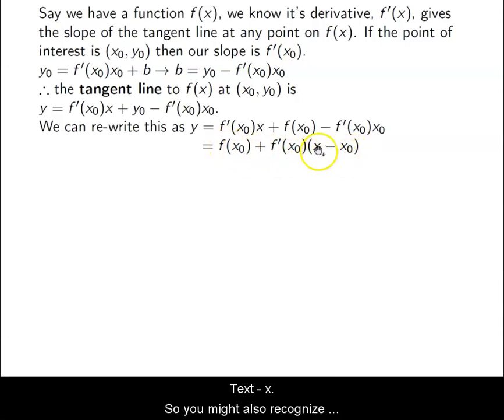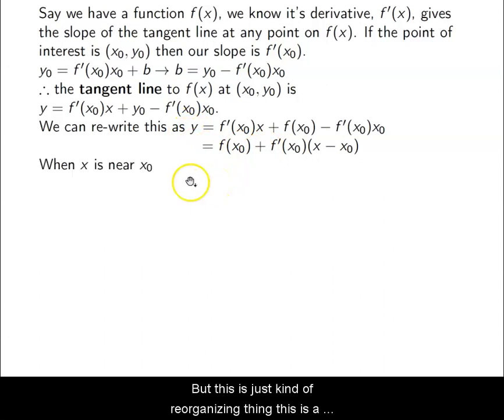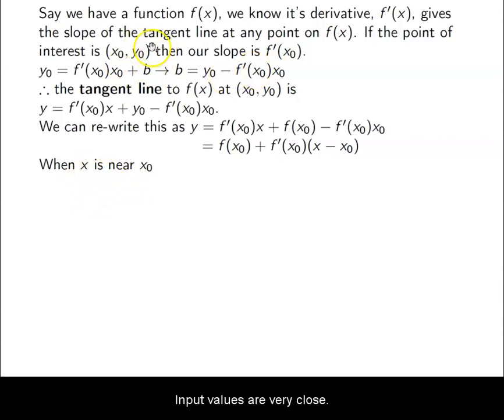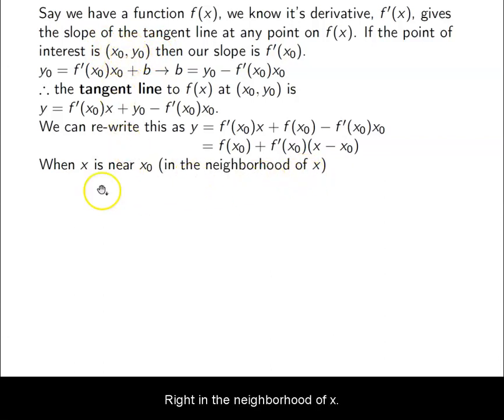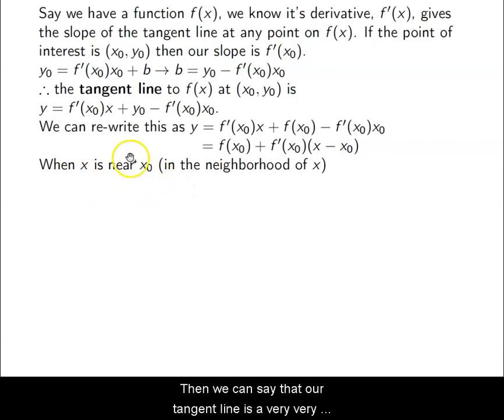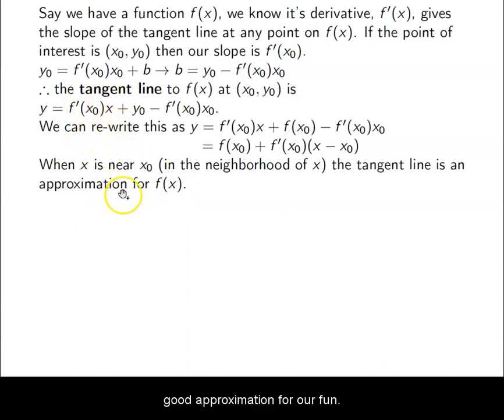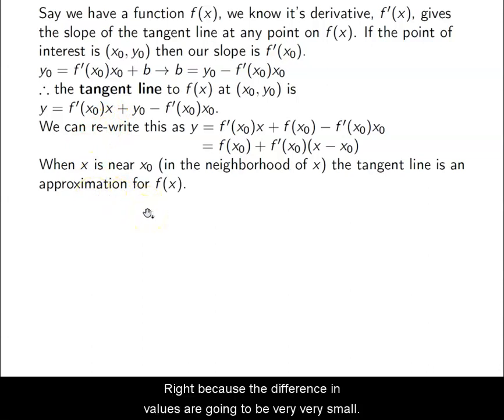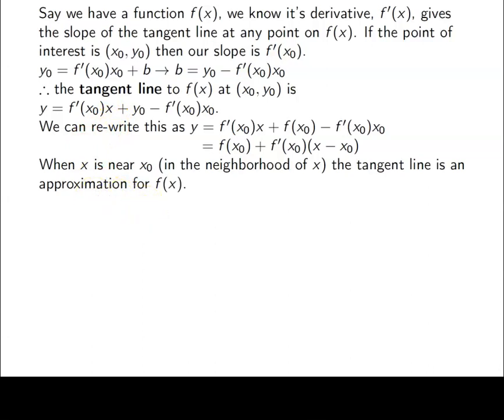So you might also recognize this from the point slope form. This is just us reorganizing things. So this is a generic form. When our input values are very close to this fixed point that we have, in the neighborhood of x, then we can say that our tangent line is a very good approximation for our function, because the difference in values is going to be very small, only when I'm close to the point of contact.